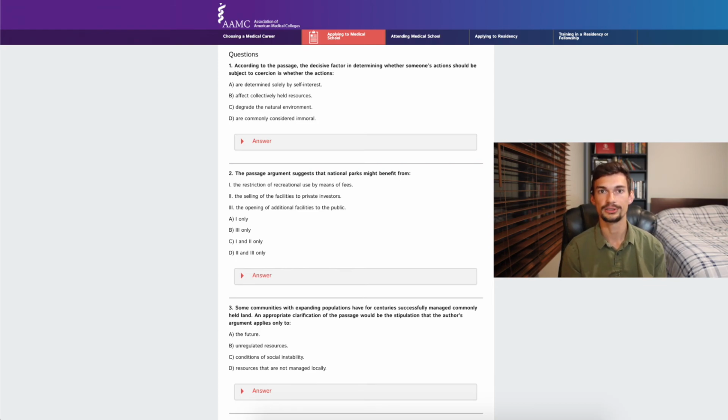The author argues that with commonly shared resources, where all people are working to their own personal interest, there will reach a point where those commonly shared resources are ruined, no matter the stability or instability of the social structure. Answer choice D says resources that are not managed locally. That doesn't really have anything to do with the author's argument. Nowhere in the passage does it mention that this only applies to resources that are local.